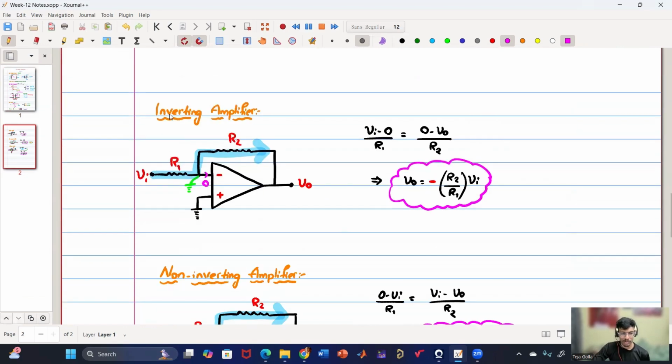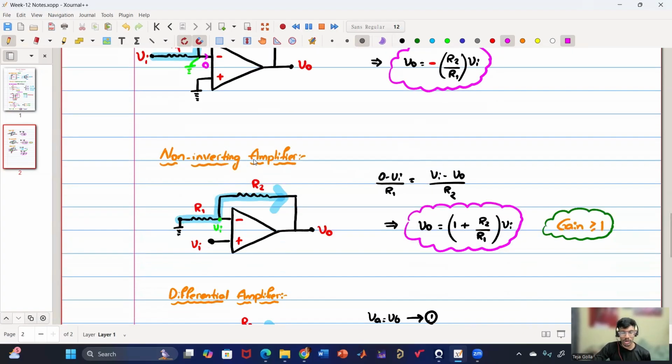Coming to the first amplifier, which is the inverting amplifier. This is how it looks, and if you apply the virtual short concept and then apply KCL, you will get V naught equals minus R2 by R1 into Vi. Because of this minus, it is called an inverting amplifier. And here the gain can be greater than 1 or less than 1. Basically greater than -1 or less than -1.